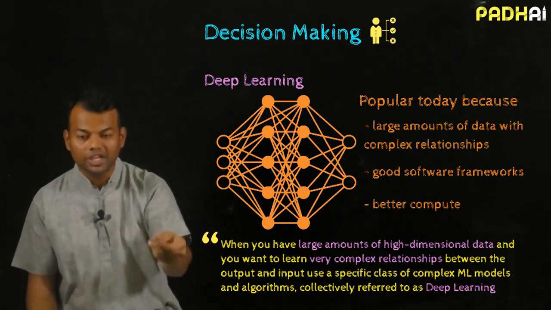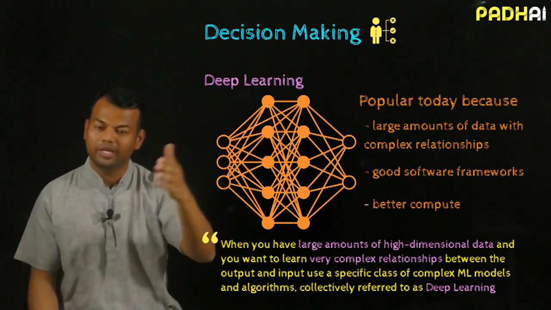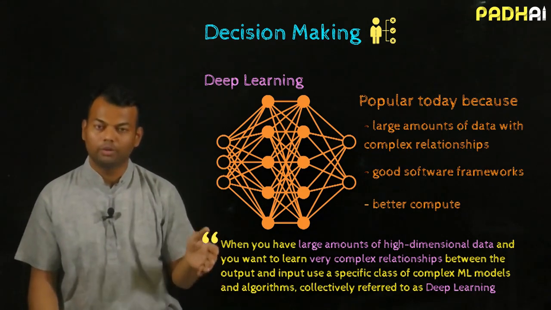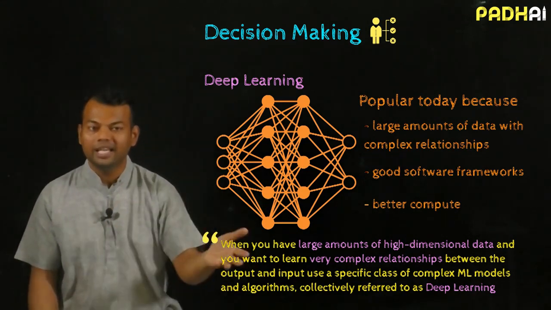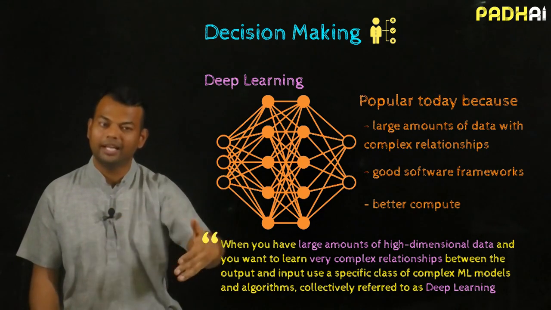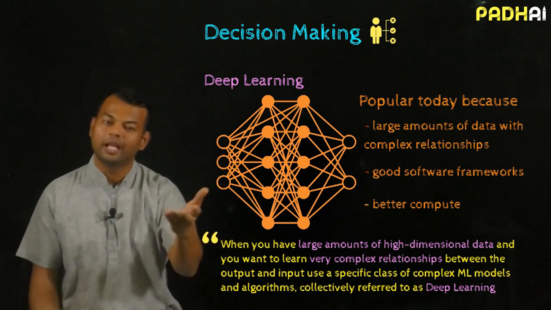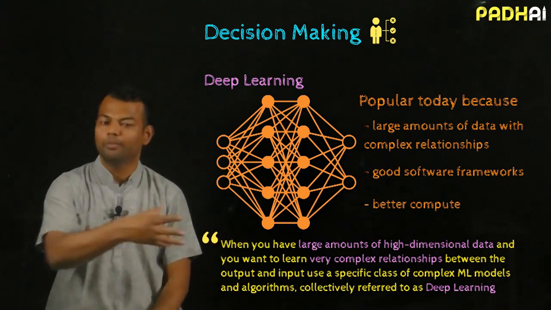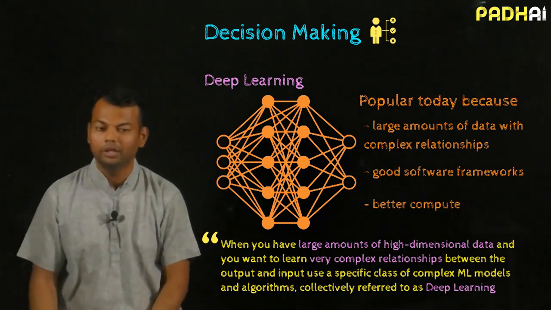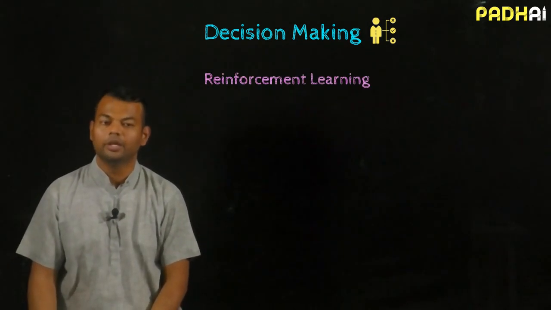So you want an AI agent to be able to diagnose whether a patient has diabetic retinopathy or not. In that case, you will just throw a large amount of data at it, learn very complex relations, and use deep learning for that. So again, the moment you get into deep learning, you are intersecting with the data science world.